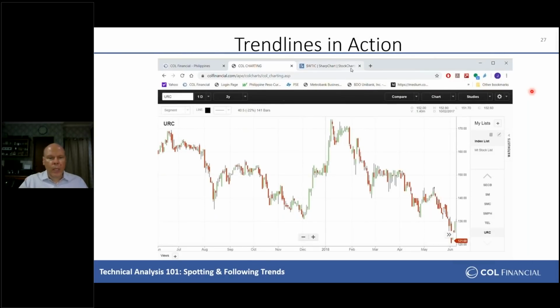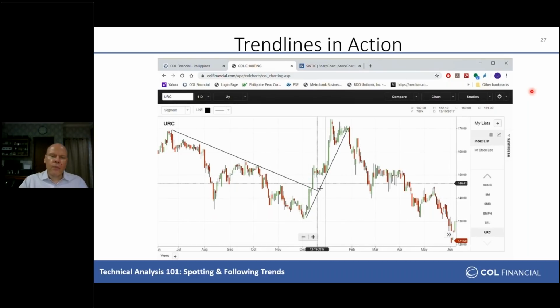So let's do that for real. Let's have a look at URC here. Now, we have URC, and let's draw a bit of a line for you. So here's an example of a downtrend line. If you notice that we have resistance here, here, and for a while here, but eventually prices managed to break above that level, and a new trend was generated. In this case, an uptrend.